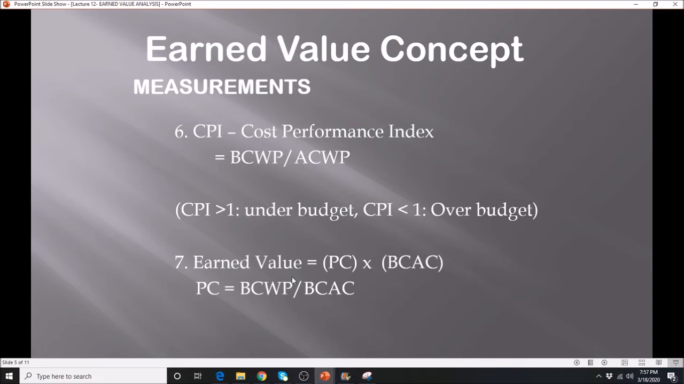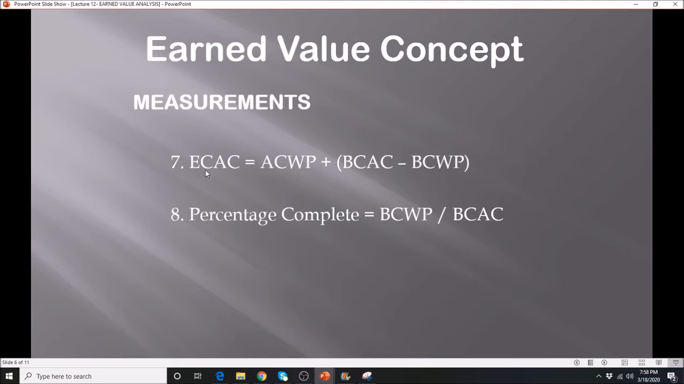So what about the earned value? That's the value that you have earned for that particular task or at that particular point in time. So we have here the project cost multiplied by the budgeted cost at completion, and the project cost is calculated by this ratio, and then multiply that with that one, and that will give you the earned value. We have also here the estimated cost at completion. We just add the actual cost of work performed and the difference between the budgeted cost at completion minus the budgeted cost of work performed.